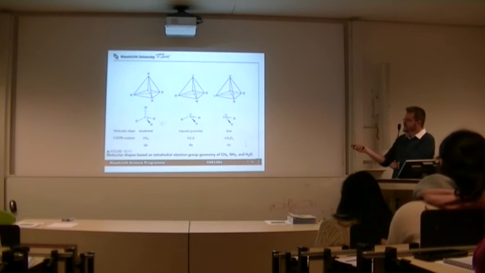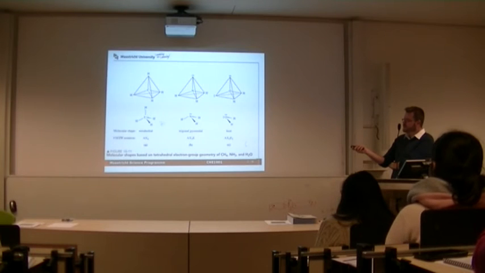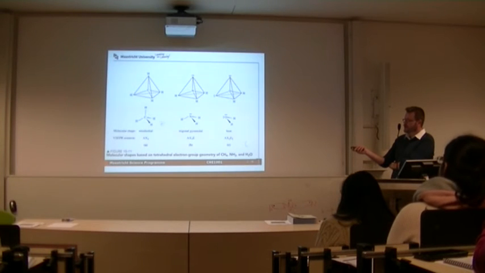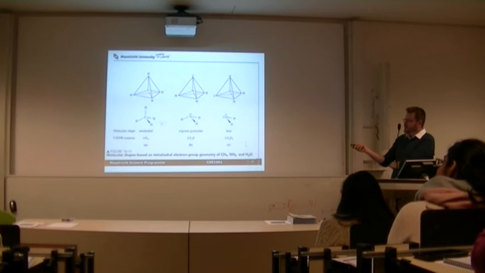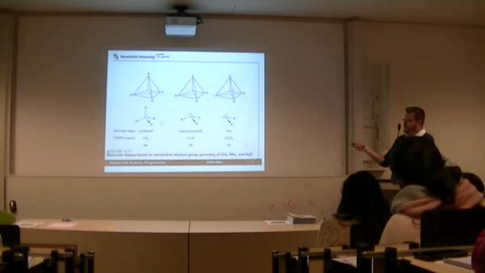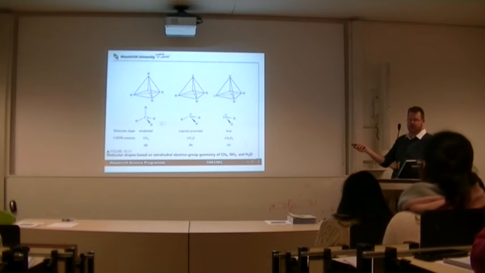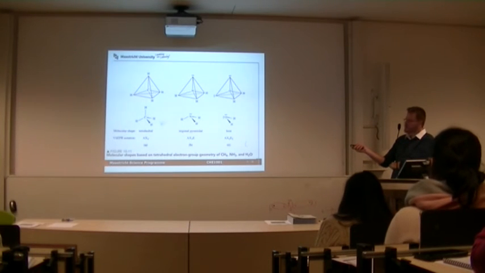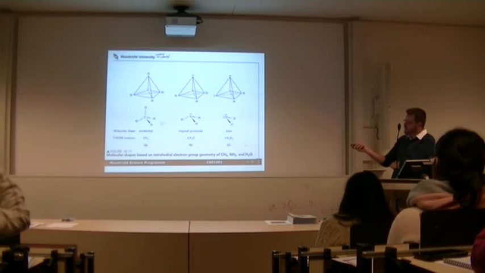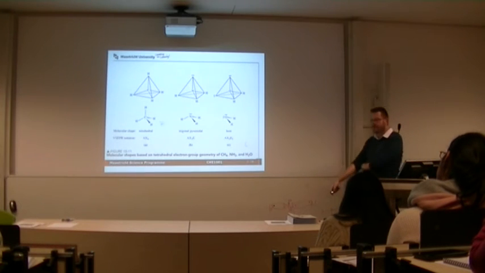Well, what is the same is the total number of electron pairs around the carbon. Here I've got 4 bonding pairs. Here I've got 3 bonding pairs and 1 lone pair, but I've still got 4 electron pairs in total. In water I have 2 bonding pairs and 2 lone pairs. 2 plus 2 is 4.